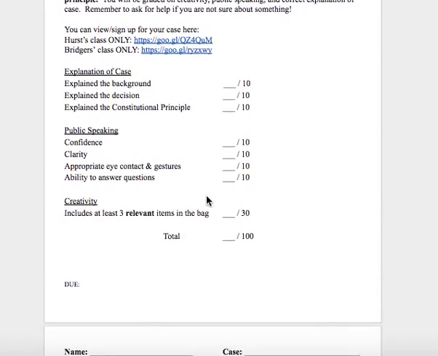All right, so these 40 points come from your confidence, aka not reading off of a sheet of paper, clarity, so being clear, not stumbling over your words, making appropriate eye contact, right? So don't look at me. I already know these cases. Look at people around you, and your ability to answer questions. So if I ask you a question about your case, or if a classmate is confused and asks you about your case, can you answer it clearly?